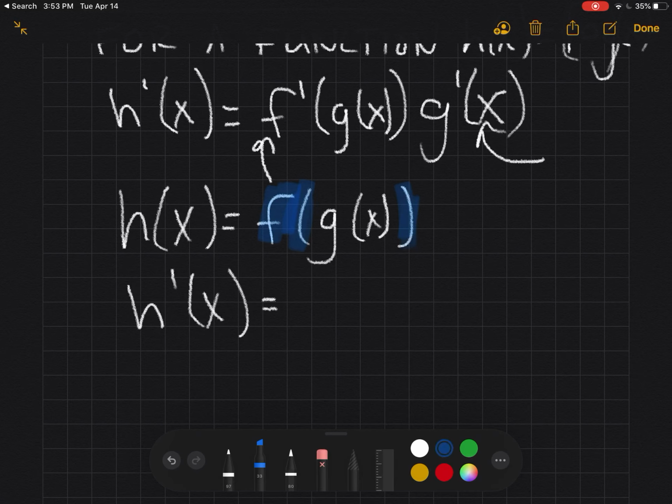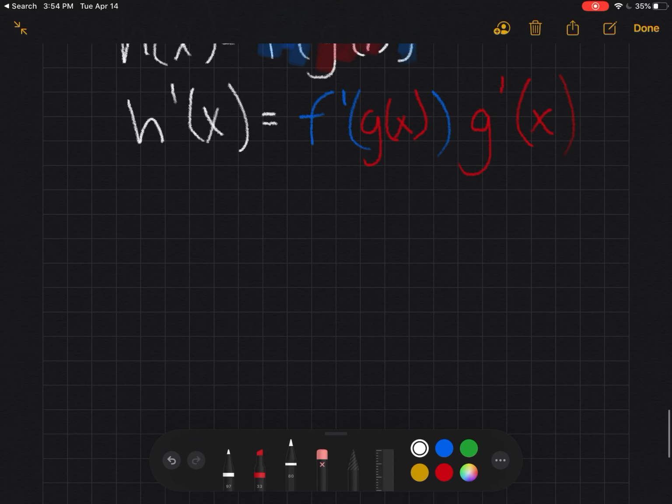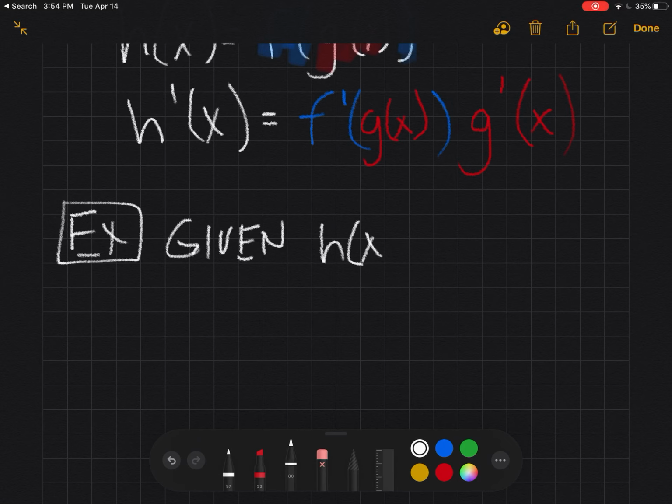So let me restate this in a way that we've been talking about it. If I have h of x, and that equals f with a g of x inside it, then h prime of x is equal to the derivative of this outside function, f prime, with g of x inside it, multiplied by the derivative of that inside function, g prime of x. Let me do a few examples. I think the best way to do these is to try to first decompose the function and understand what's going on, and then take the derivative. So here's my example.